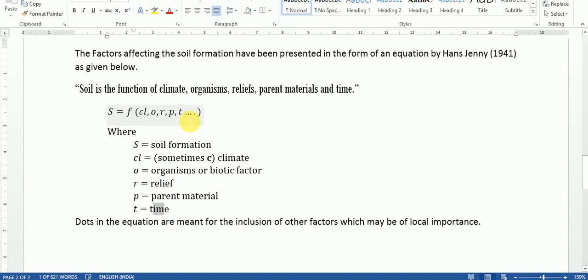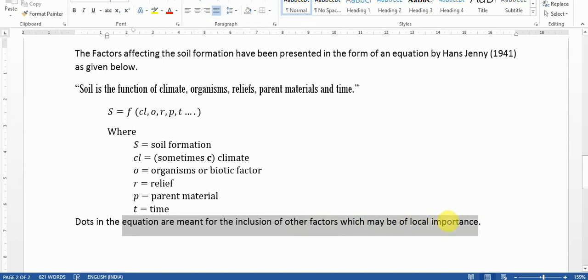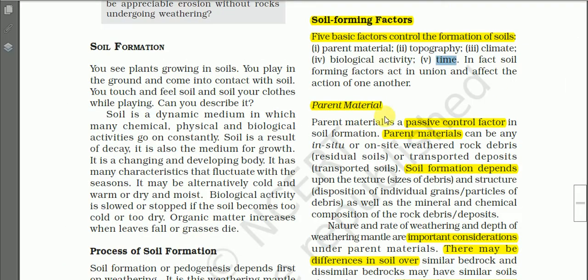And I think you may be seeing some dots here. These dots in the equation are meant for the inclusion of other factors which may be of local importance. So in addition to these 5 important factors, some local factors also may be there. To include those factors, he put some dots in the equation. Now let us read the text.